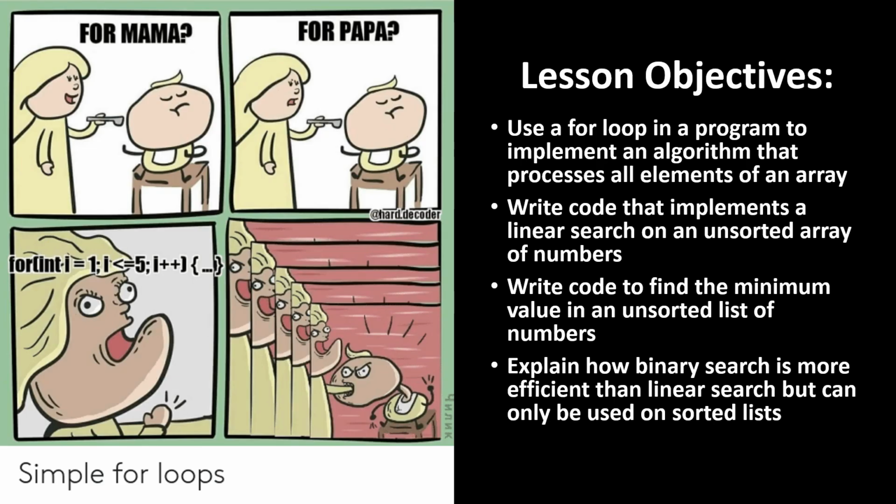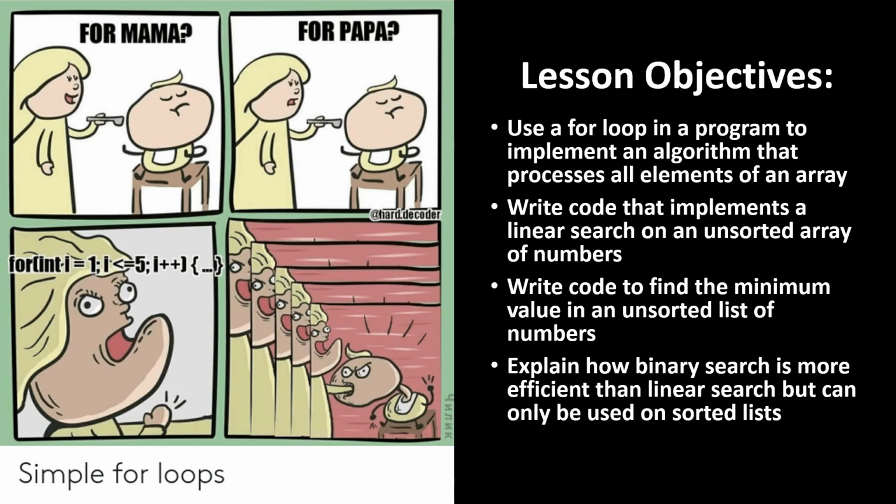What you should know by the end of lesson 15 is you should be pretty comfortable using a for loop to process a list, to essentially iterate through the list. You should be able to write some code that implements linear search on an unsorted array of numbers. And you also need to be able to distinguish between linear search and binary search. So we'll look at that later on.